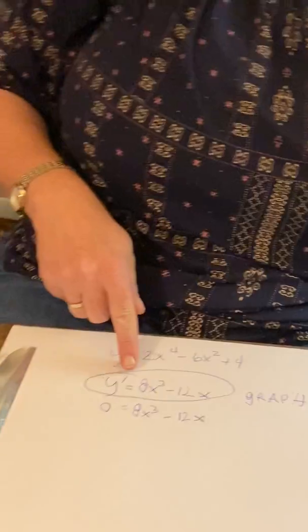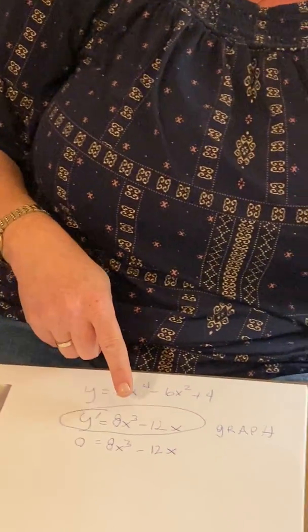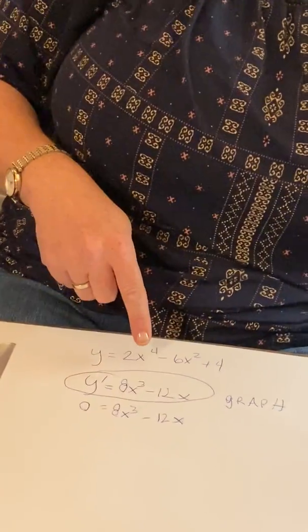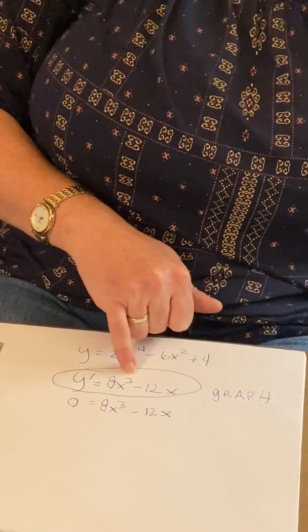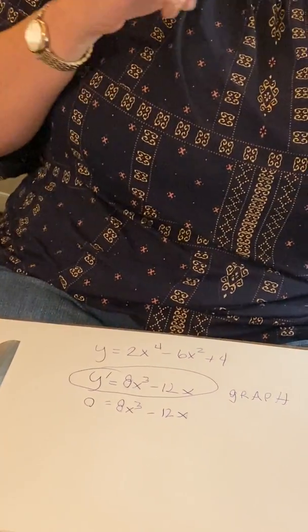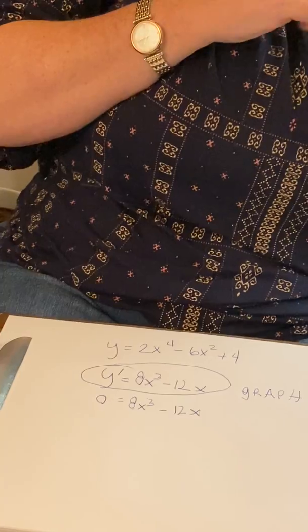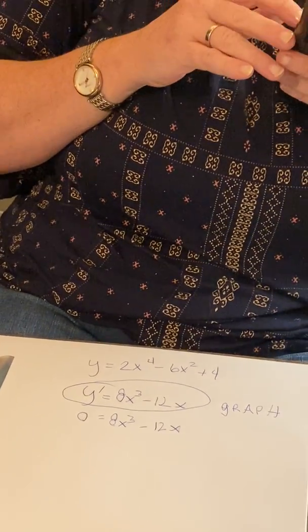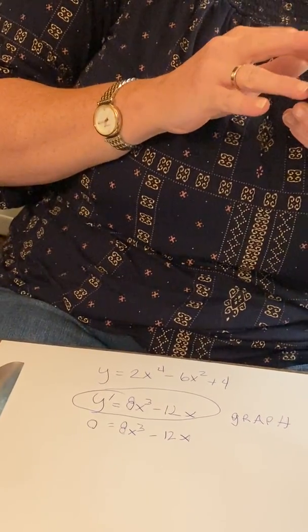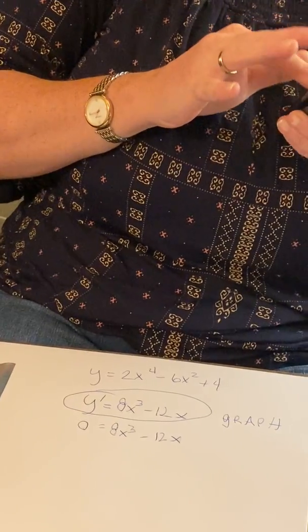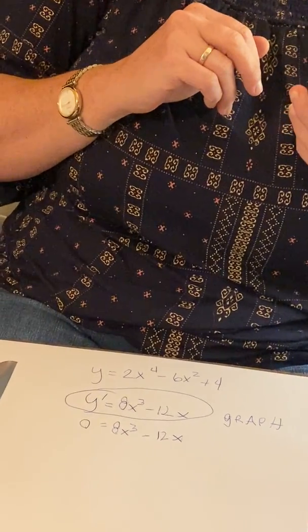I know the first derivative has at least 2 solutions, possibly more, because of the power of this. So I'm going to look for 3 places where it crosses the axis. I'm going to go back to my standard zoom and trace.